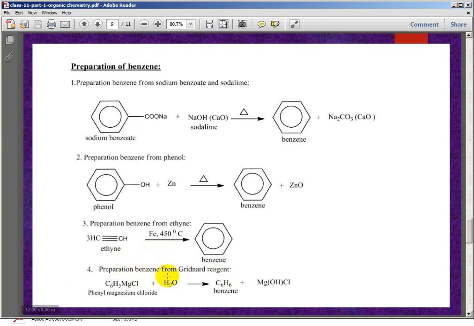Then from a Grignard reagent, alkyl magnesium halide. Alkyl magnesium halide is called Grignard. Here phenyl magnesium chloride is a Grignard reagent. What is a Grignard reagent? A Grignard reagent is an alkyl magnesium halide. One example is phenyl magnesium chloride. When the Grignard reagent is hydrolyzed, benzene is formed.